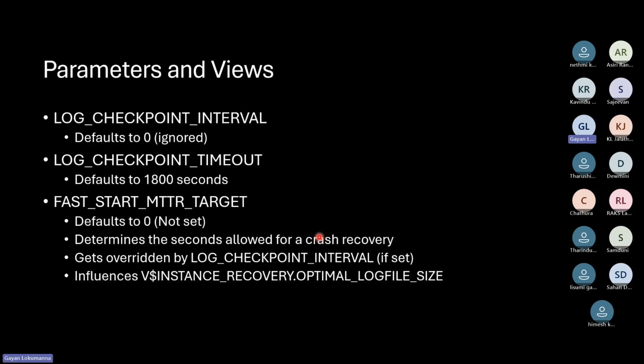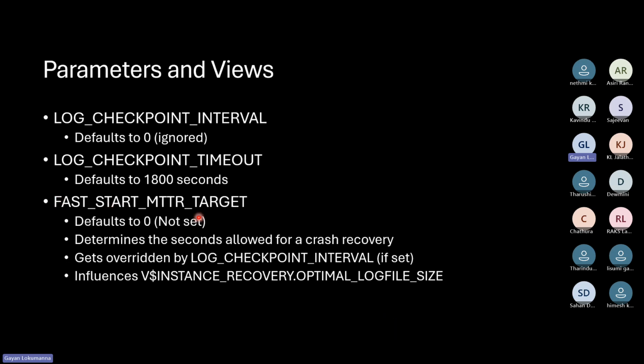Okay, so that is what you have to understand. Now, what happens here is that you have this view called V$INSTANCE_RECOVERY. It has a column called optimal log file size, which you can observe. Here we identify a time for the fast start MTTR target.